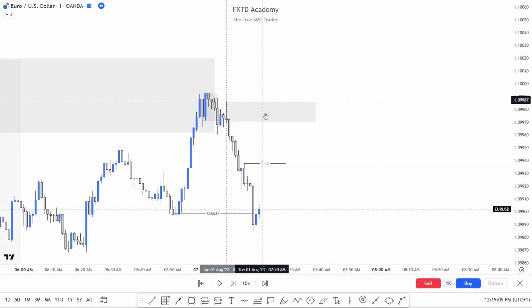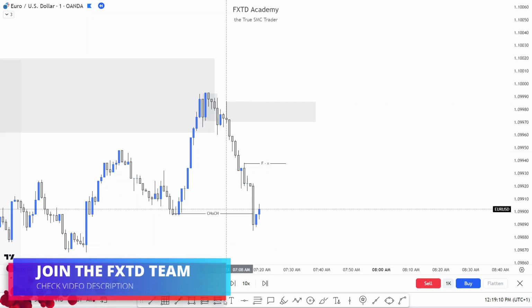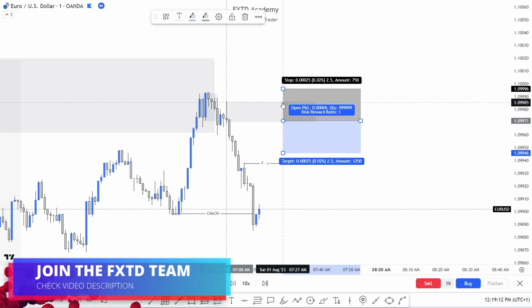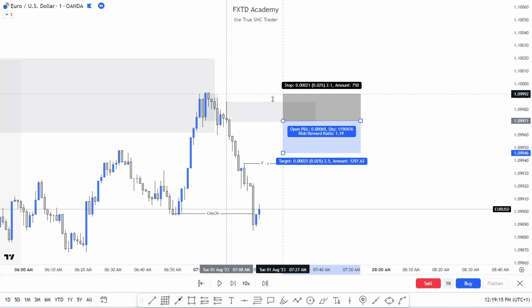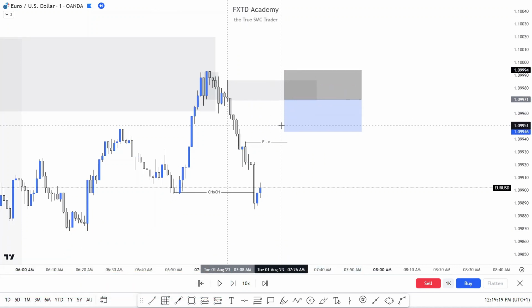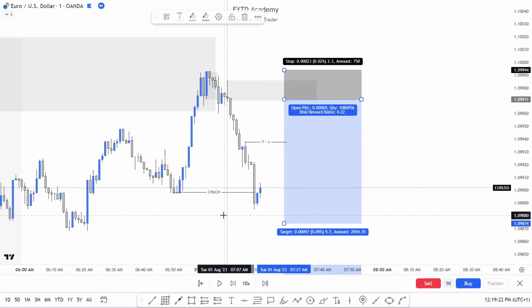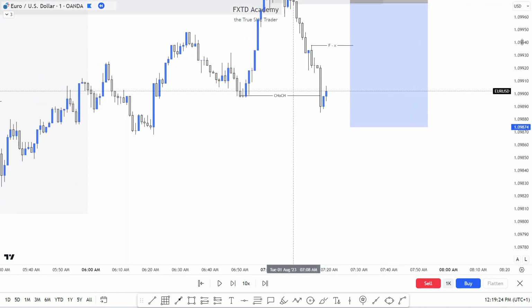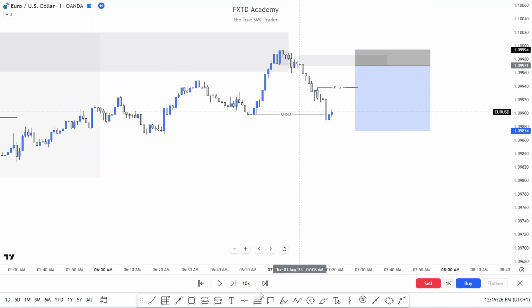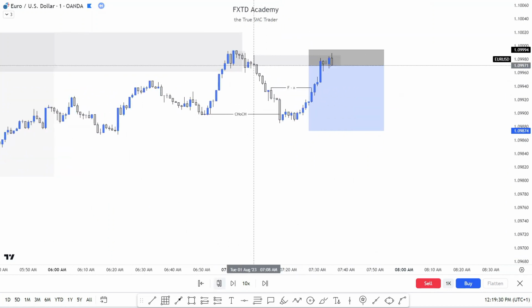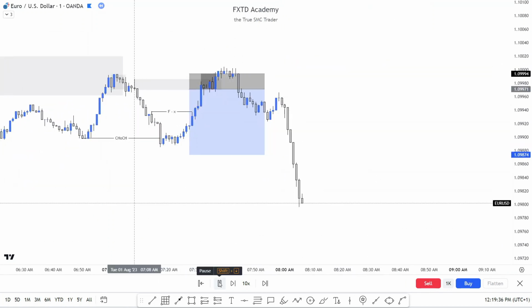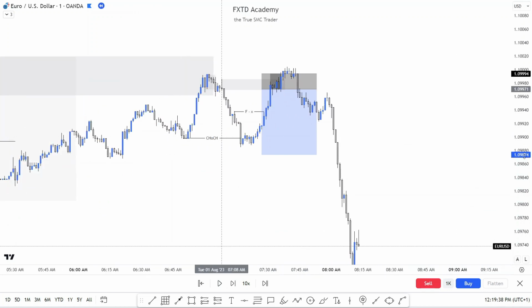So we can look for opportunities from this zone, and your stop loss can be a little bit above, and you can target the overall low on the 15 minutes. All right, so let's see how it goes. Okay, let's play price.